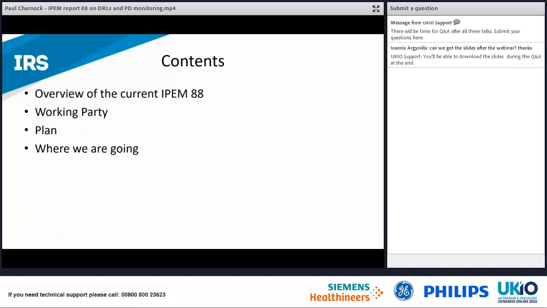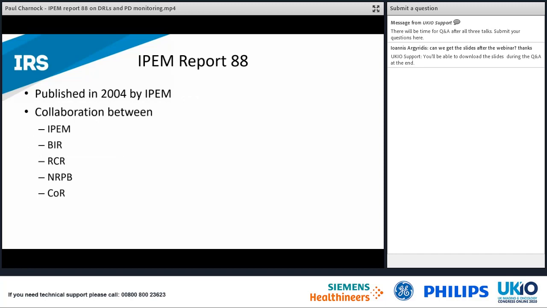So what I'll cover in this talk is I'll just give an overview of the current Report 88, and then I will go into some details of the composition of the Working Party and the people who we've got involved. I'll then talk about the current plan of work that we're undergoing, and I'll mention towards the end where we plan on going.